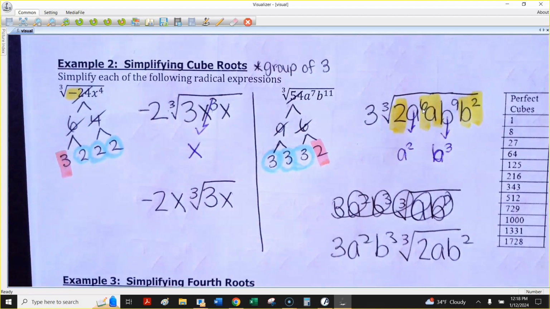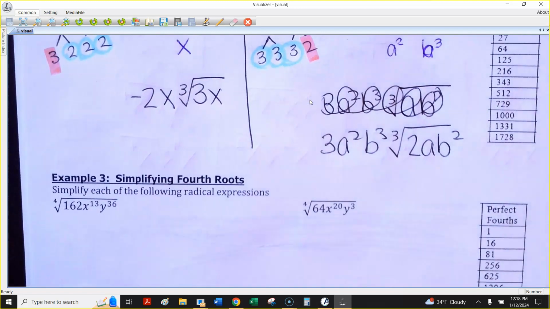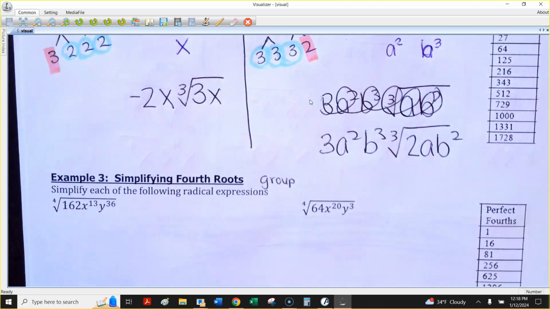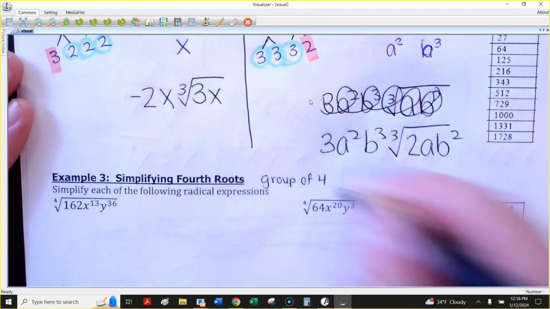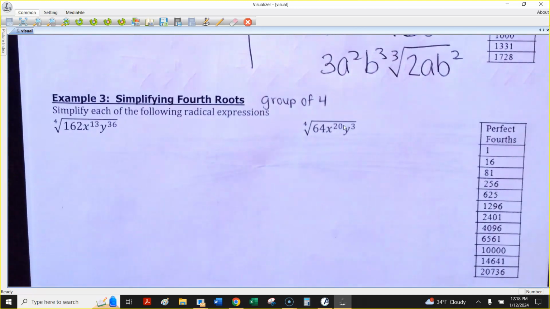Okay, I got one more. These are all 4th roots on the bottom of this. Okay, so if you're working with the plain number that's underneath, not the exponents, the plain number, you're looking for a group of 4 on your factor tree to remove anything. Anybody know 2 things multiply together to give you 162?